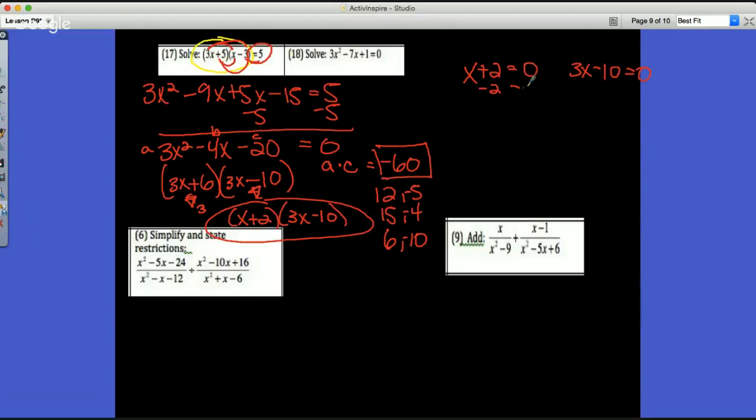So I can subtract 2. So x is equal to negative 2 as my first answer. And add 10, divide by 3.